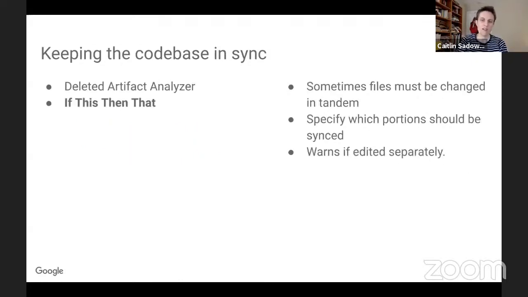We also have an analyzer that allows you to specify which portions of files need to be synced together. I know it's kind of an anti-pattern to say you have to always modify these two files together, but sometimes it happens. For example, when you have source code and a configuration and they're both needed to run something in a production environment, and you need to keep some of them in sync with each other, you have the ability to specify that with the if this and that analyzer.